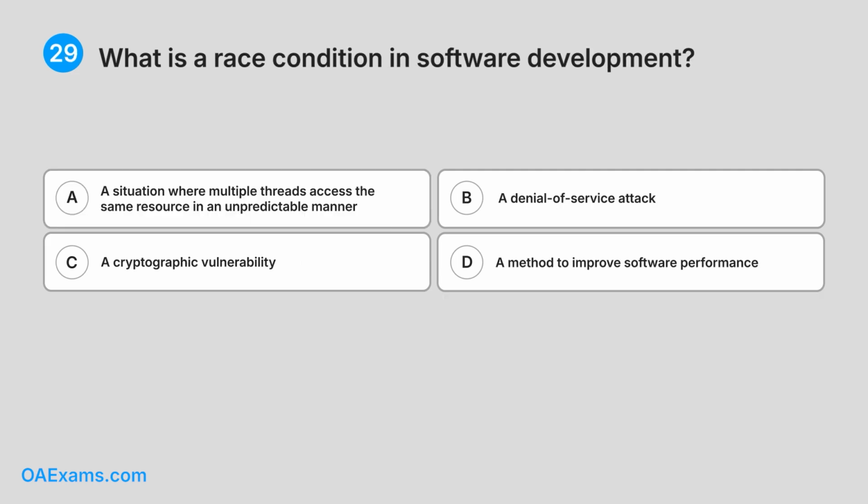29. What is a race condition in software development? A. A situation where multiple threads access the same resource in an unpredictable manner. B. A denial of service attack. C. A cryptographic vulnerability. D. A method to improve software performance. Do you know the answer?